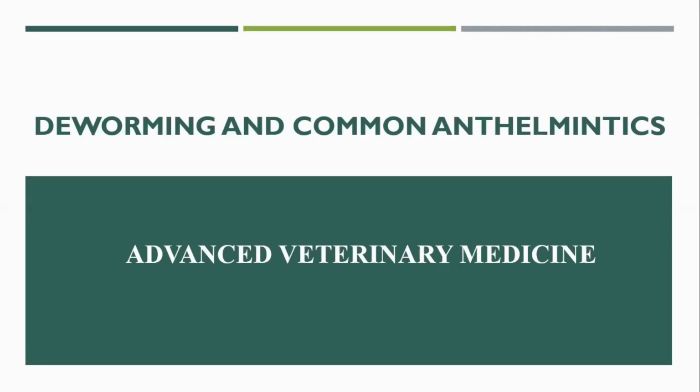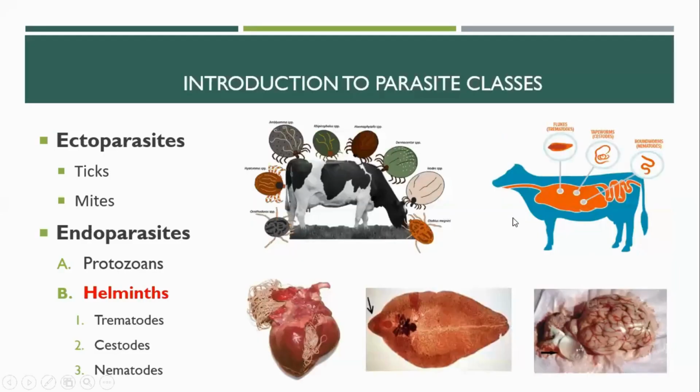So let's start. First of all, moving towards the brief introduction of parasites, there are two major classes of parasites, ectoparasites and endoparasites. Ectoparasites are present outside the body, like ticks and mites. Endoparasites are present within the body, for example, protozoans and helminths. Our topic of discussion will be concentrated on helminths today.